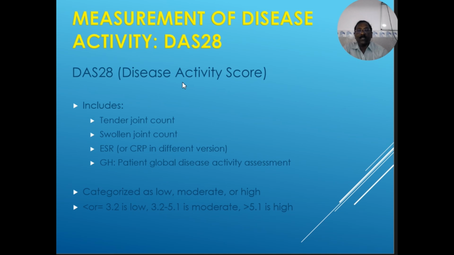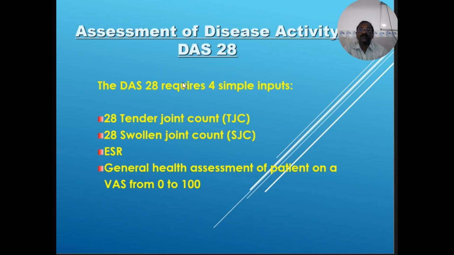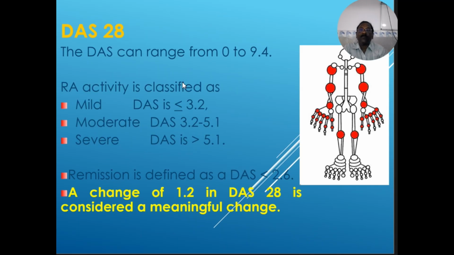So you consider them as moderate, severe and high. Suppose if the score is less than 3.2, it is low, 3.2 to 5.1 is moderate, and more than 5.1 is high. So for the disease activity more than 5.1, we have to use combination drug therapies, biologicals, etc. So this is the diagrammatic significance. A change of 1.2 in DAS 28 is considered a meaningful change.